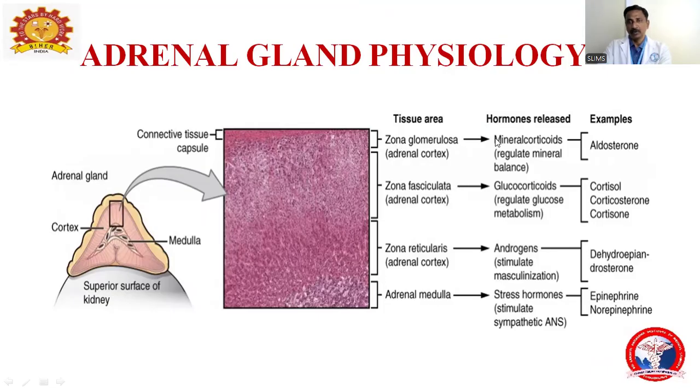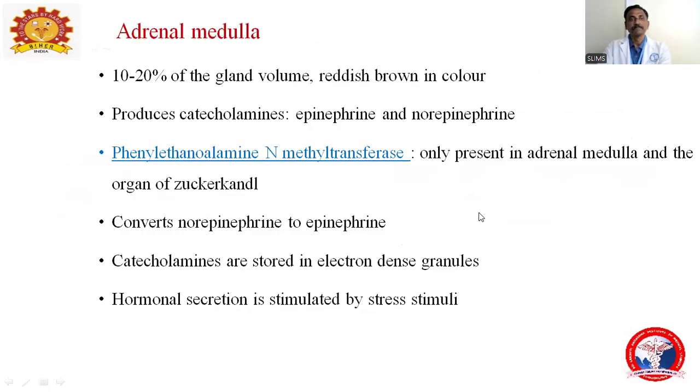From zona glomerulosa, mineralocorticoid is secreted, which is aldosterone. From zona fasciculata, glucocorticoid, that is cortisol, corticosterone, and cortisone are secreted. From zona reticularis, androgen is secreted, that is dehydroepiandrosterone. From medulla, stress hormones like epinephrine and norepinephrine are secreted.